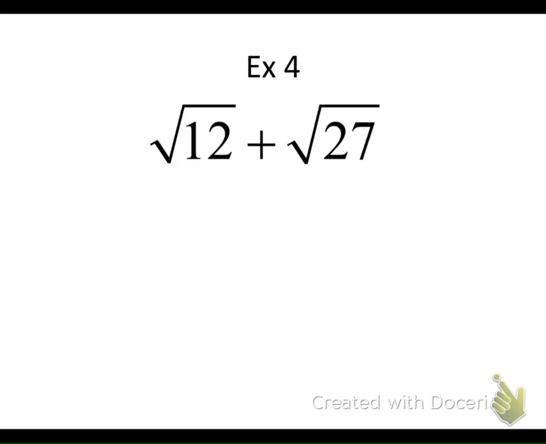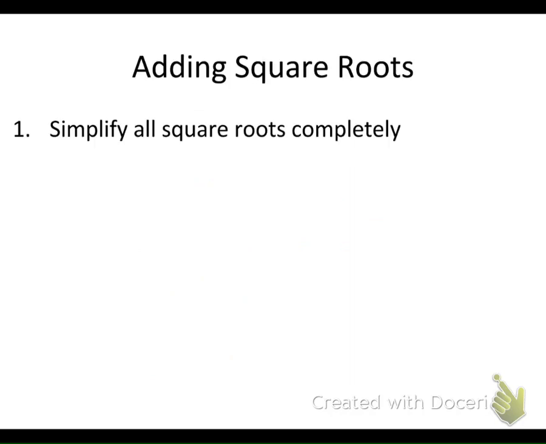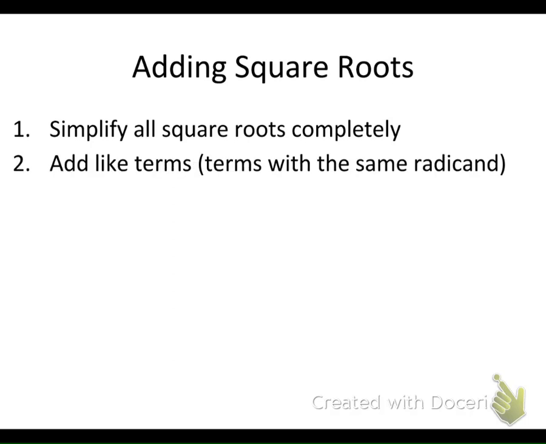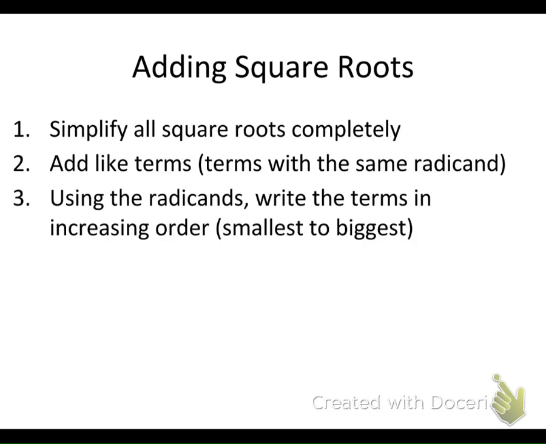All right, so let's look at the first step. So adding and subtracting square roots. The first thing you're going to do is simplify all square roots completely. If you forget how to do step 1, then you'll have to refer to your simplifying square root notes. Step 2, you're going to add like terms. Basically, terms with the same radicand. Put what I have in parentheses on your paper as well. Then the final step, using the radicands, write the terms in increasing order. Basically, smallest to biggest. Write what I have in parentheses down again.